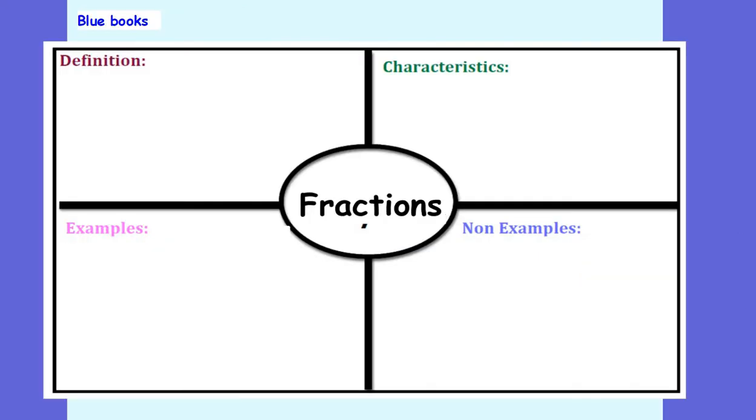Can you take out your blue books for me? Pause the video while you take out your blue books. In the middle of your page, can you write fractions? And in the top left, can you write definition? Over here, characteristics, examples and non-examples. Copy it out exactly as it is on the screen now into your dark blue books. And then pause the video and spend 5 minutes or so filling in all the boxes as best you can. Any ideas you can come up with, any examples, any non-examples, things that aren't fractions, any characteristics of a fraction, and what you think the definition might be. Pause the video, copy this out into your dark blue books, and see what you can come up with.